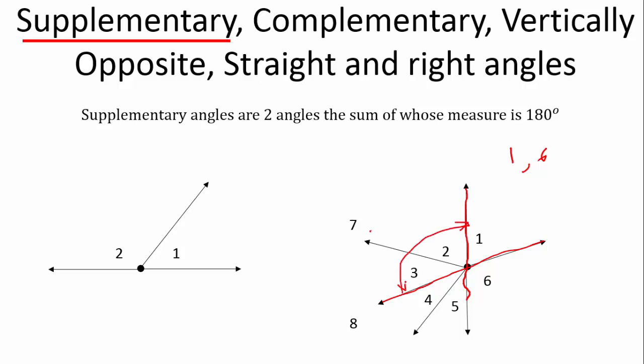So this is 7. 2 is over here. And 3 is this one here. So we could say that 1 and 7 are supplementary angles. And what about 8? Where could 8 be a supplementary angle?